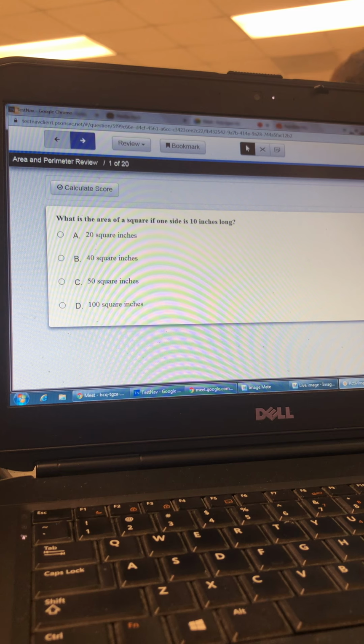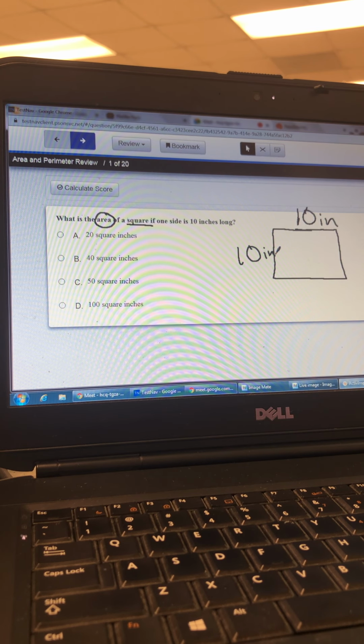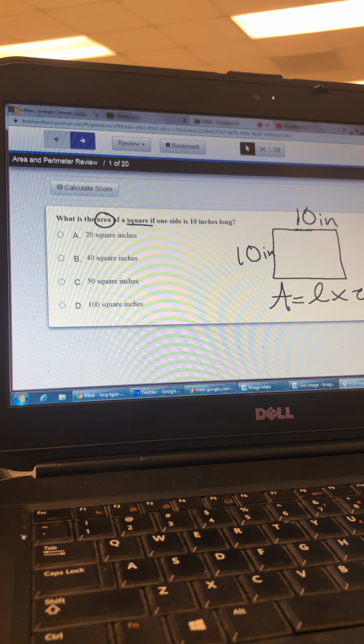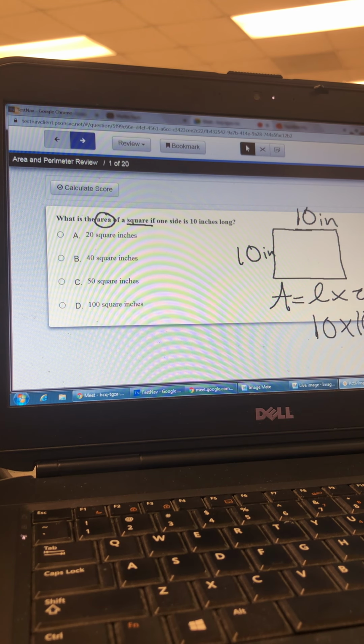This is the area of a square. We know a square has how many sides that are equal? Four sides that are all equal. Now mine's not true scale, but if one side is 10, that means the other side is what? 10. So I'm doing the area. Area equals what? Area equals the length times the width. So the length is 10, and the width is also 10. So that means our area is what? 100. The answer is D.